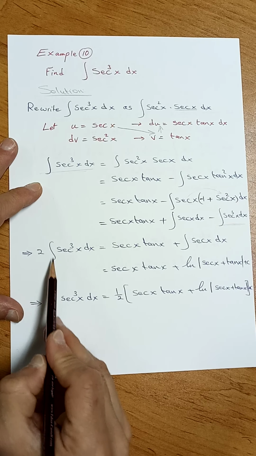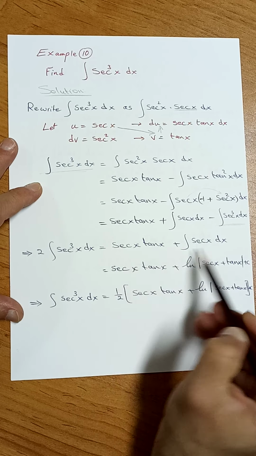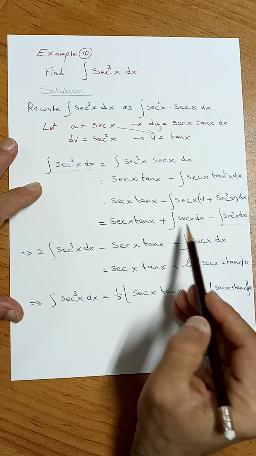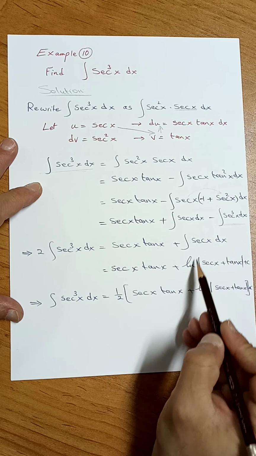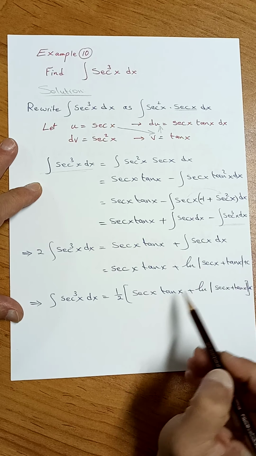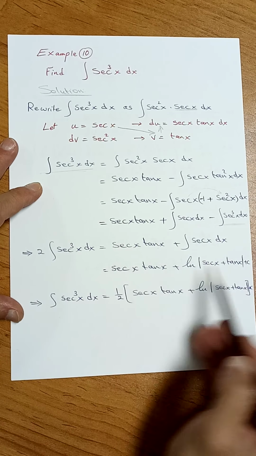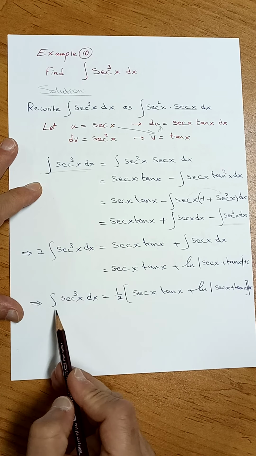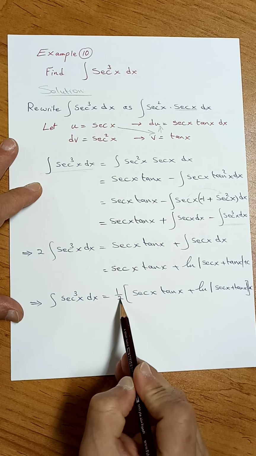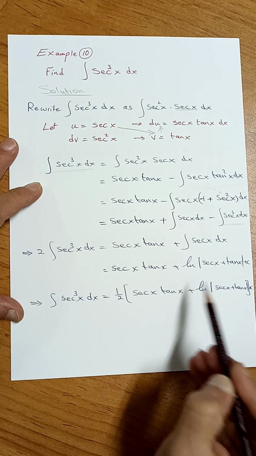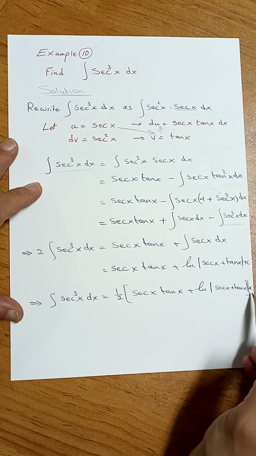I have two integration of secant cube x dx, and the remainder terms secant x tangent x plus the integration of secant x into dx, which is equal to ln secant x plus tangent x inside absolute value plus c. So our integration is 1 over 2 if I divide both sides of this equation by 2. So we have the integration of secant cube x into dx equal 1 over 2 secant x tangent x plus the ln of secant x plus tangent x inside absolute value plus c.